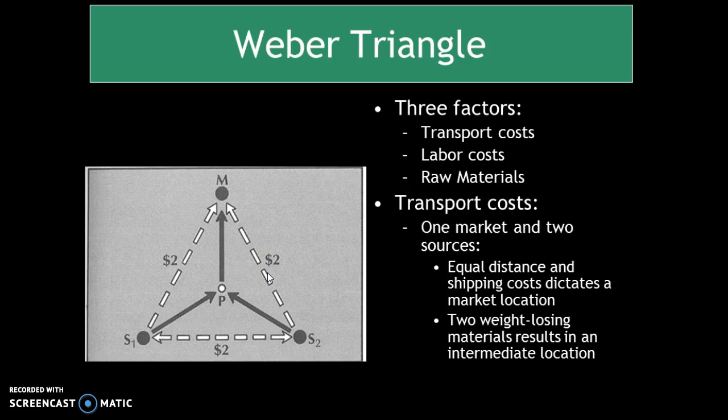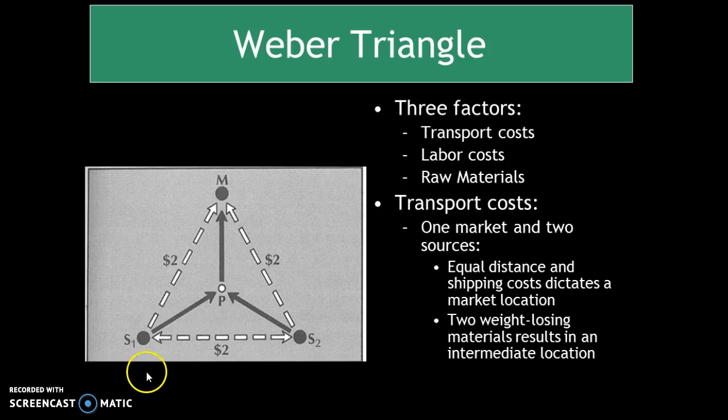So when we look at the Weber triangle, P represents the production site or the factory. S1 and S2 represent the source, your raw materials. In your book, I believe they call them input. M would be the market, or where your product is being sold. In this case, let's say they were building mailboxes. S1 might be the lumber needed for the posts. S2 could be the steel that would make up the actual mailbox itself.